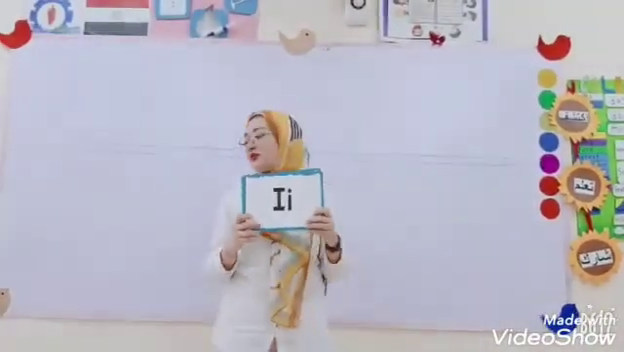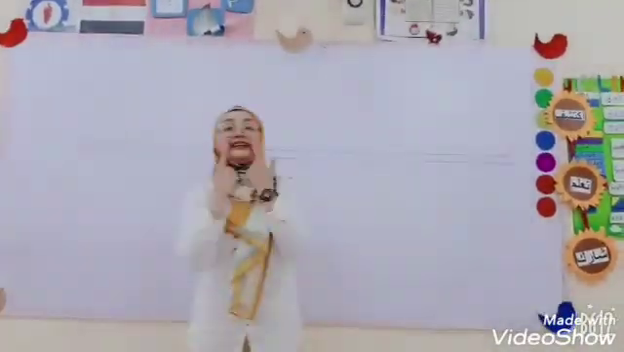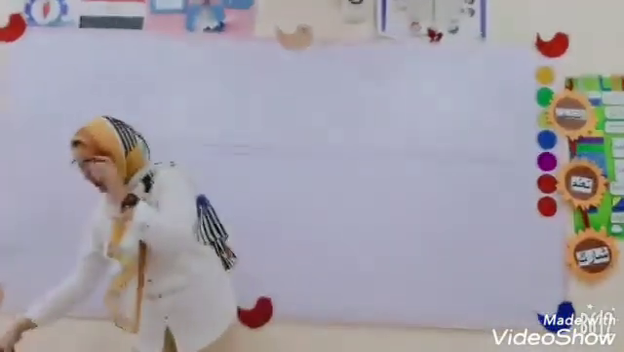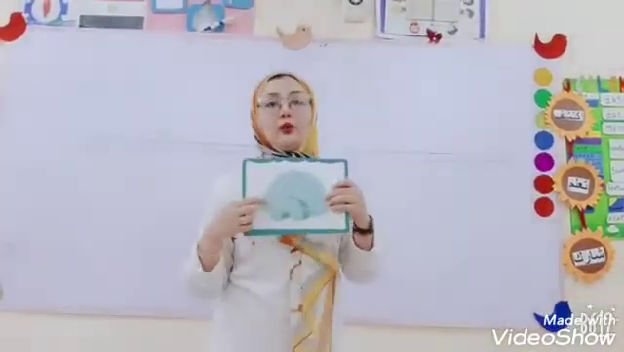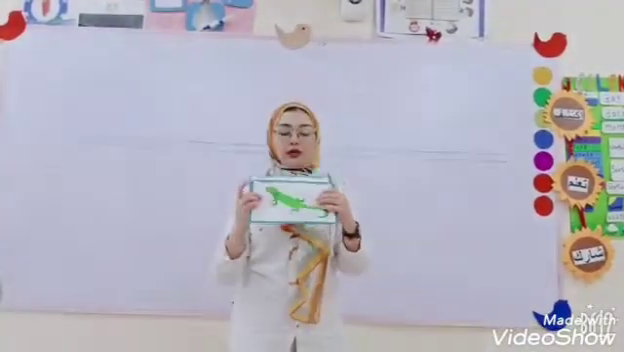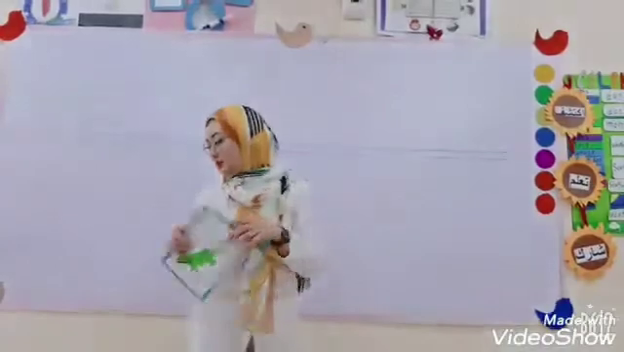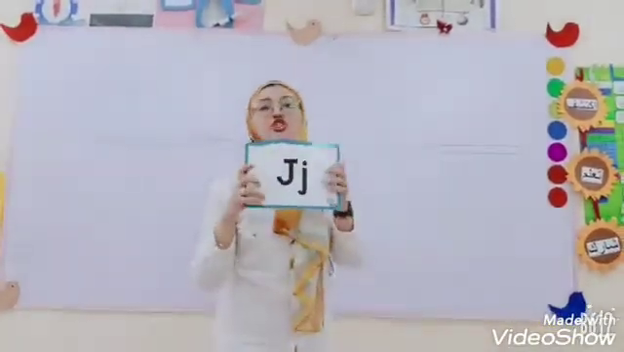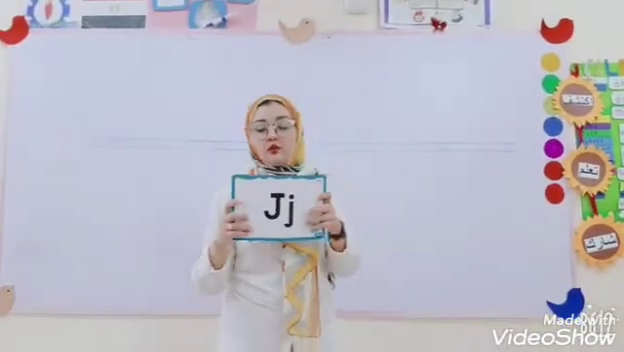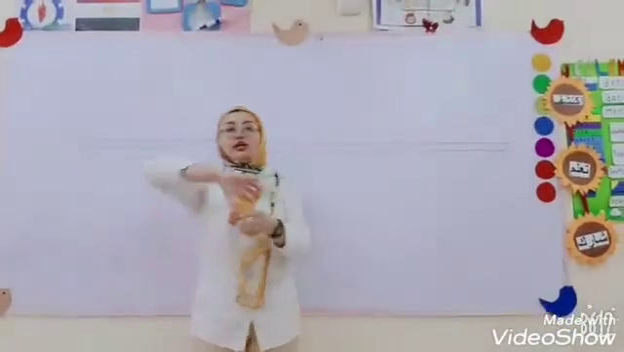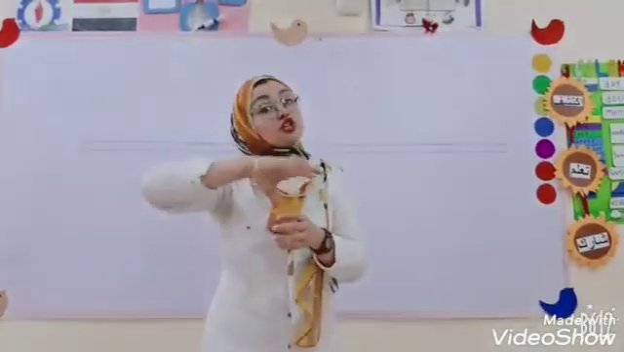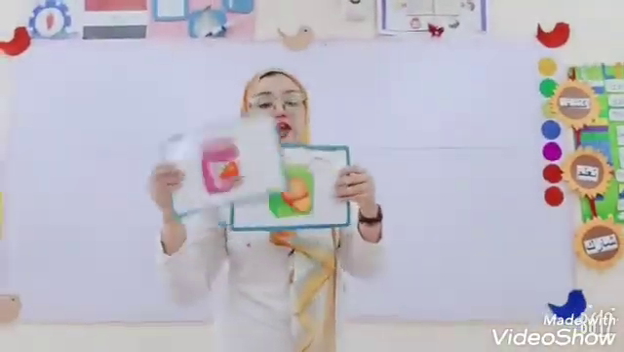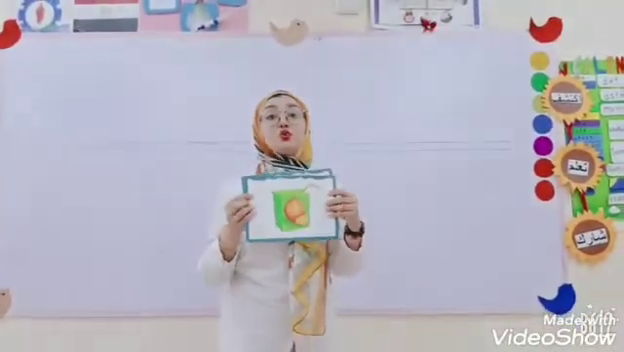The next letter, letter I. Letter I. What are the sound and action of letter I? Igloo. Igloo. Iguana. The next letter, letter J. J. What are the sound and action of letter J? Jam. Jam. Juice.